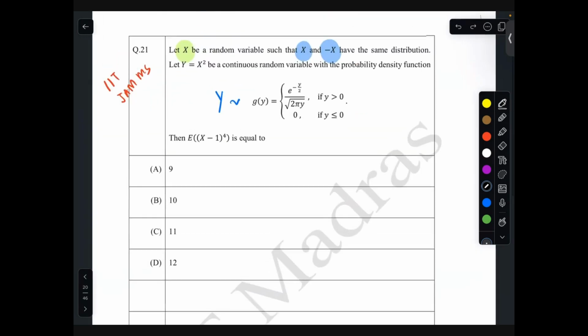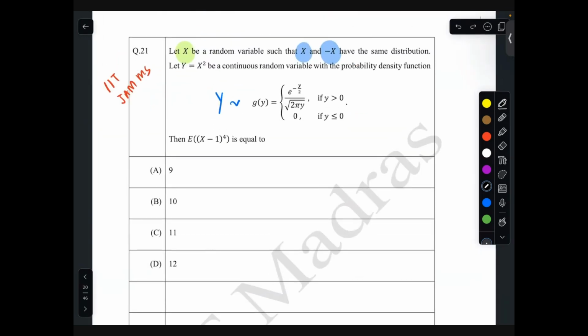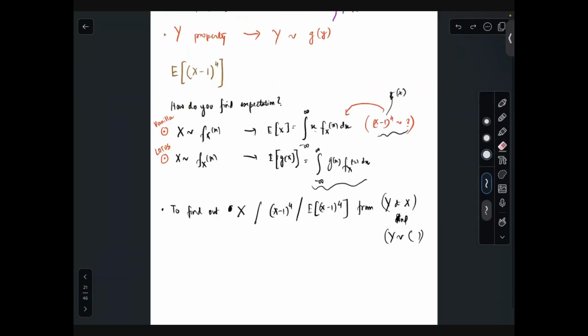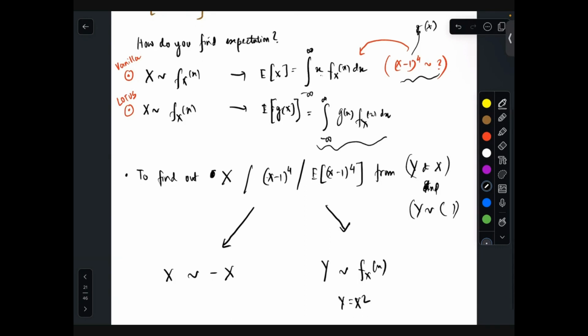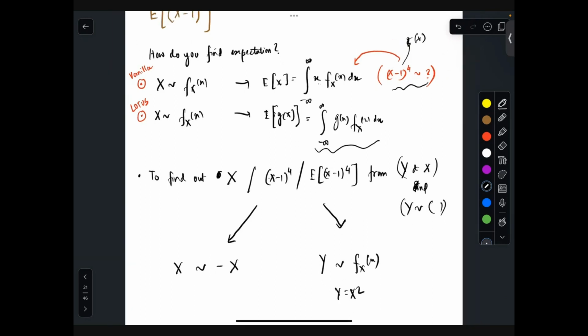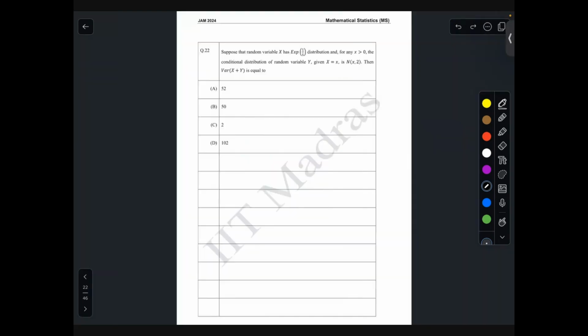Now the goal comes to discover these two properties, to understand what these two properties mean. So this boils down to understanding what it means that x has the same distribution as minus x, and what it means that y has this certain distribution and y is equal to x squared. What do these two pieces of information mean together about x? That's what we are interested in. We want both of these to understand x. So let's see what it means.